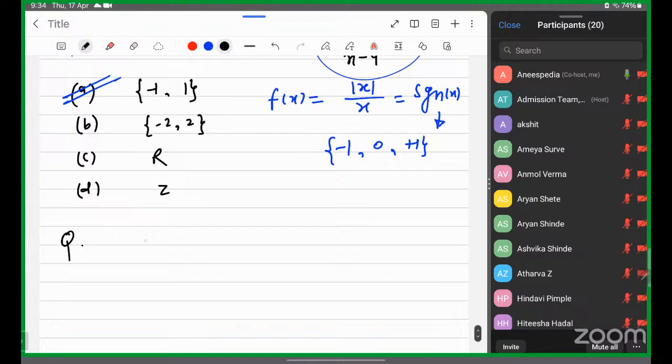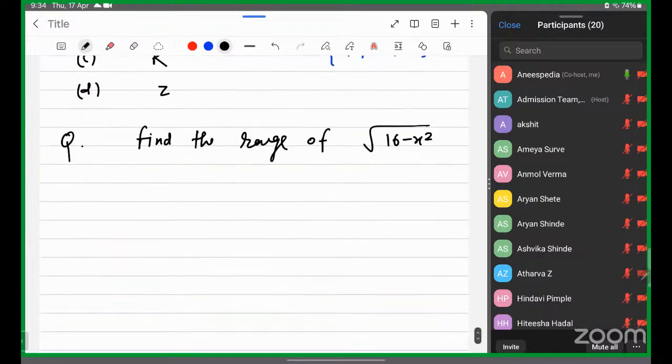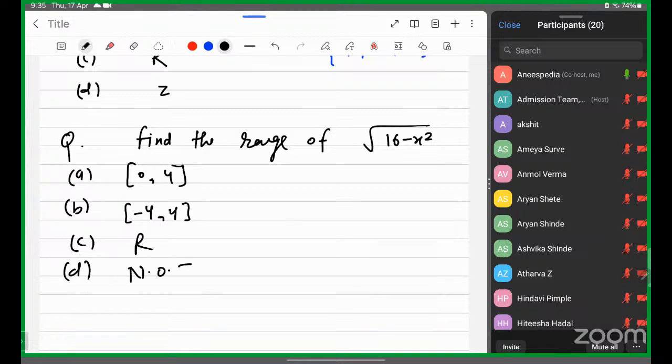Next question, you have to find the range of square root of 16 minus x square. Options are closed interval 0 to 4, closed interval minus 4, 4, all real numbers, or none of these. If we have a square root function, to define a square root function, the expression has to be greater than or equal to 0. In that case, x square minus 16 has to be less than or equal to 0.